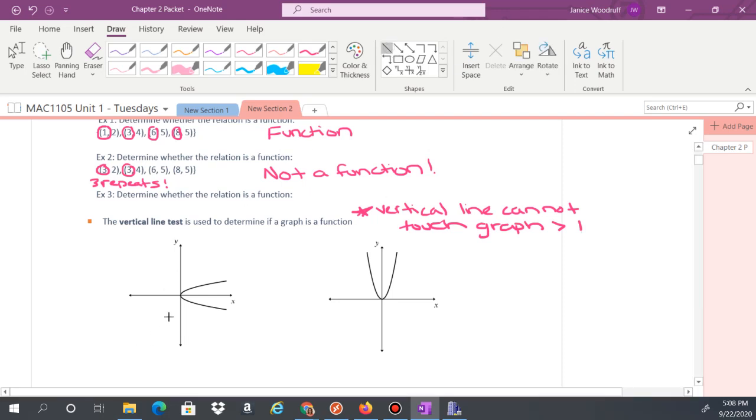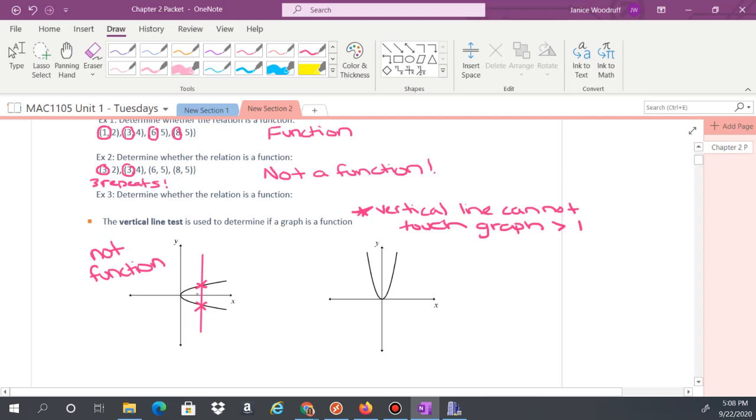Okay, so if I take this and I draw a vertical line, or if I'm looking at a screen, I can just take my pencil or my hand and kind of roll it through. But if I draw a vertical line here, I'm going to touch the graph 2 times. I'm touching the graph right here and right here. And since it touches it more than once, this is not a function.